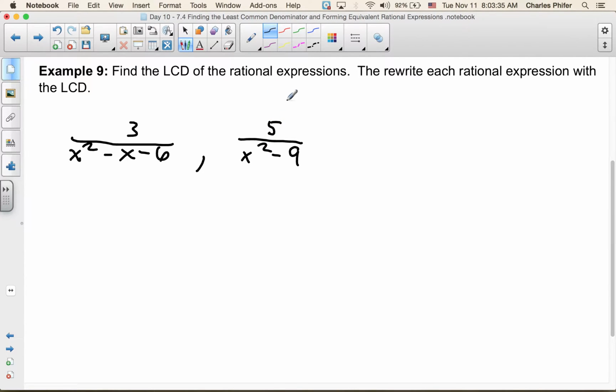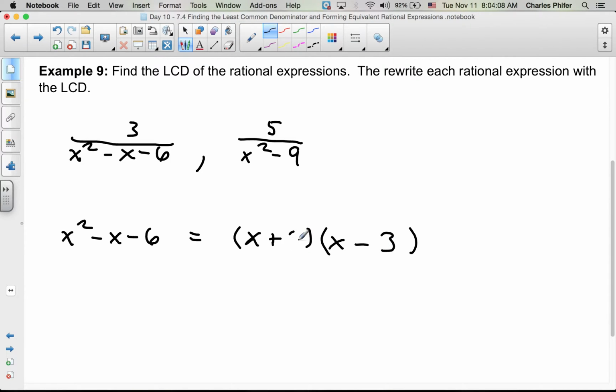So first find the LCD of the rational expressions. We need to factor all the denominators. So we have x squared minus x minus 6. What does this factor into? We have x and x. Tell me about the signs. They're different, so one's positive, one's negative. This tells me that the larger one is negative. What are the two numbers? 2 and 3, so then 3 and 2. 3 times 2 is negative 6, and negative 3 plus 2 is negative 1.